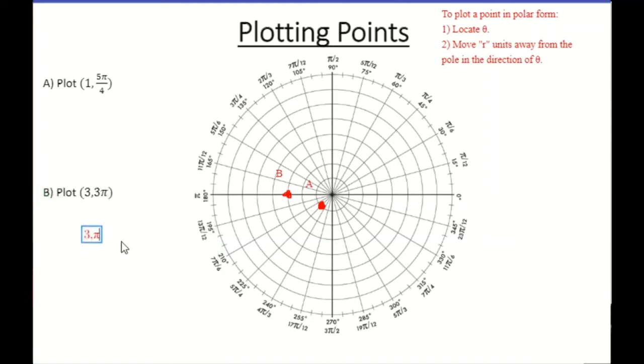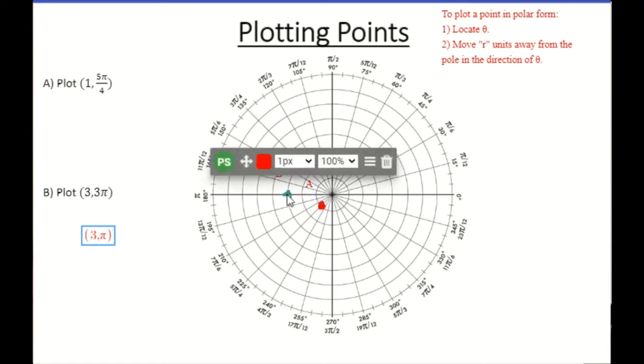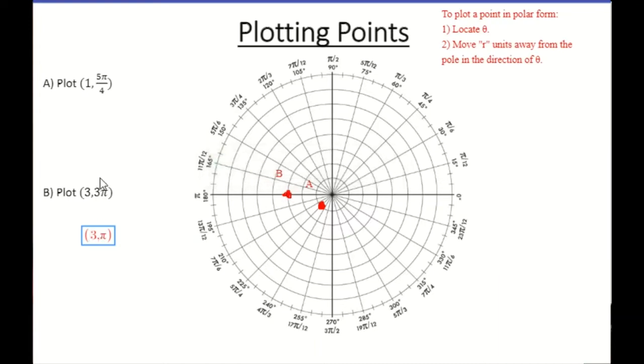I got double pi. Okay, there we go. Sorry about that. So we got 3 comma pi. So 3 comma pi would be in the exact same spot. So you might be wondering, well, how do you know the difference between these two? And unfortunately, if there's just a point plotted on there, you really don't. There is no way to know exactly what it is.